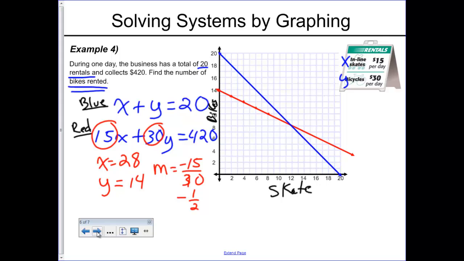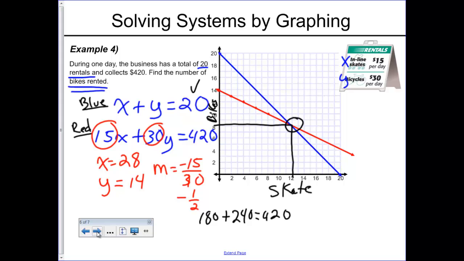That's better. Now it appears that they intersect right about here, which would be 12 on the skates and 8 on the bikes. Now we do want to make sure that that actually works. 12 plus 8 does give us 20, so we know it works in the first one. So we're going to take 12 skates times 15. 12 times 15 gives us 180, plus 30 times 8 bike rentals gives us 240. We want to check to make sure that that adds up to 420, and it does.